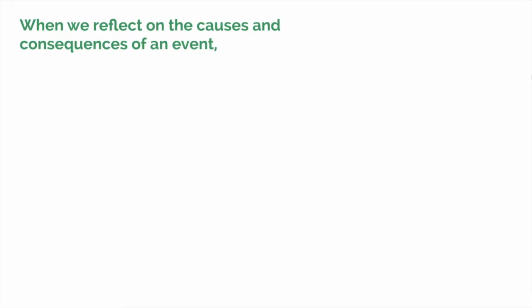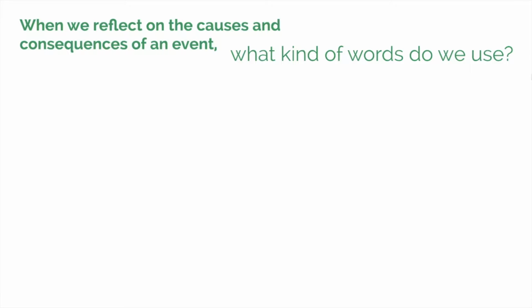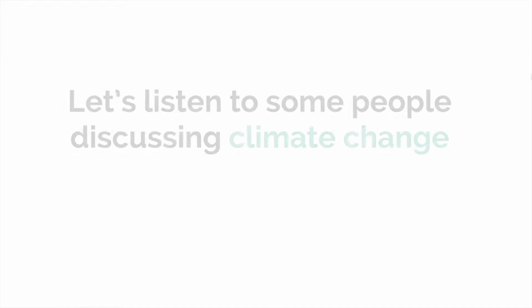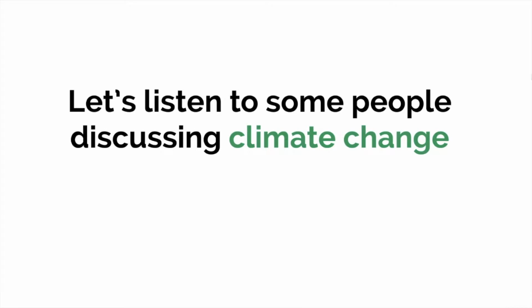When we reflect on the causes and consequences of an event, what kind of words do we use? For example, when we want to talk about the causes of climate change, how do we do this? Let's listen to some people discussing climate change.